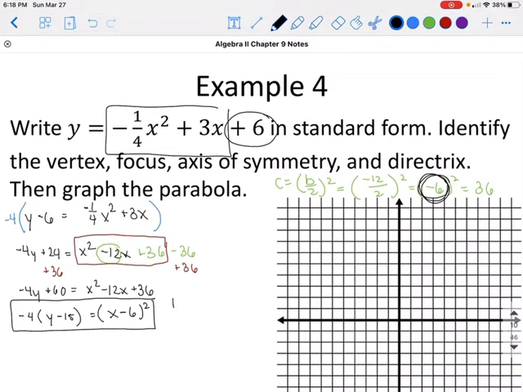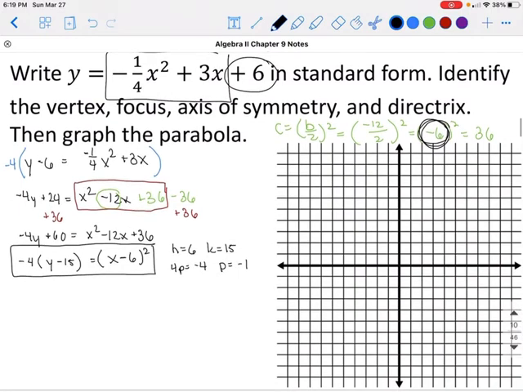From this equation, we can see that h is equal to 6. K, when we pull it out, change the sign, becomes a positive 15. And if 4p is equal to that negative 4, then p is equal to negative 1. So our vertex will be at 6 and 15. We are going to have to change the scale on that y. We'll change the scale to 2. We'll leave the x alone, but we'll change the y scale.